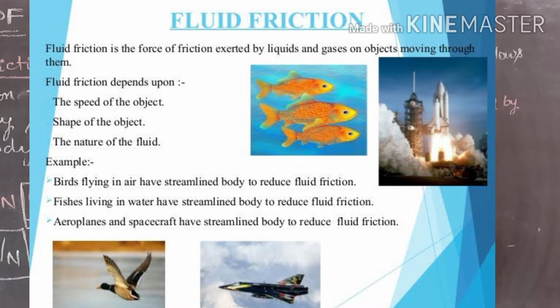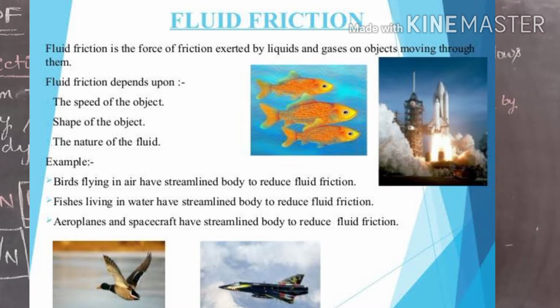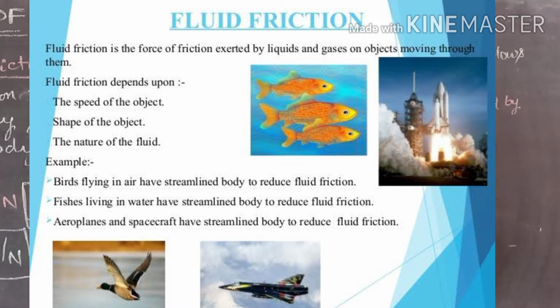For example, a bird is flying in the air. Why do birds fly at the top ends? They won't fly near the ground. Why? Because at the top ends, the speed of the air is less. Then the friction offered to the body is also less.